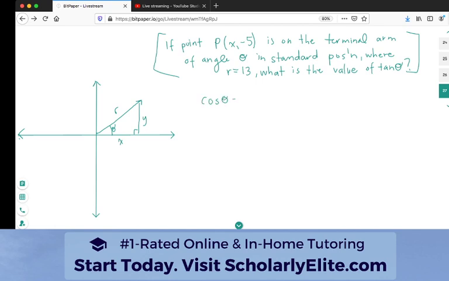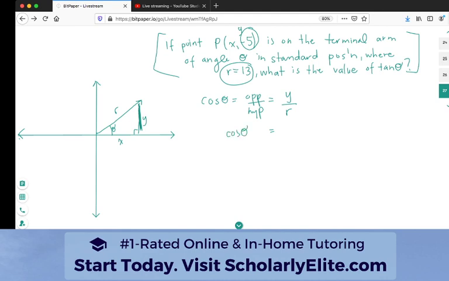So sine of theta, which is opposite over hypotenuse. Obviously, opposite is y, right? So right now we have y over r because we've got 13 and we've got the y value. Okay, well, that's cool and all. We like that.